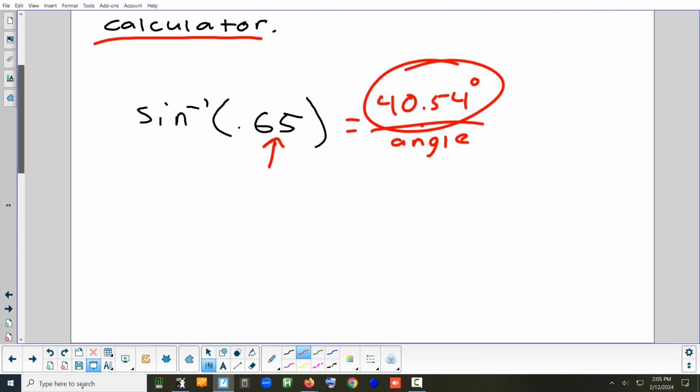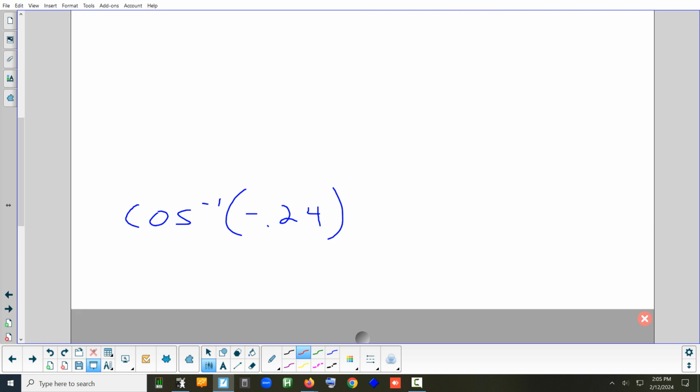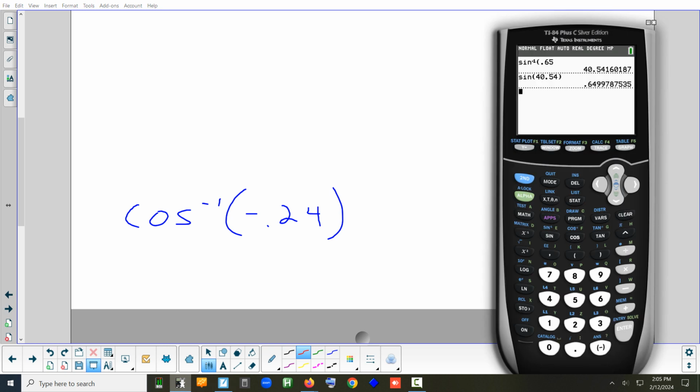All right. How about negative 0.24? If you look at your table, is negative 0.24 a number in the cosine column? No, it's not a number we ever worked with on the unit circle. Okay. So let's do this one in degrees. How do I type it in? Second cosine, negative 0.24. So that's 103.87.